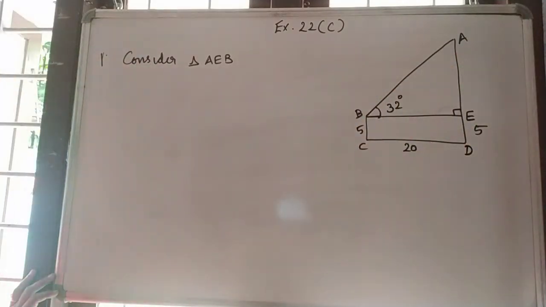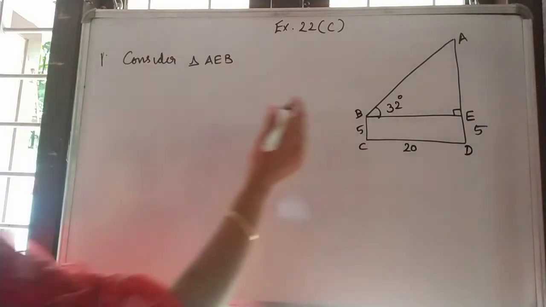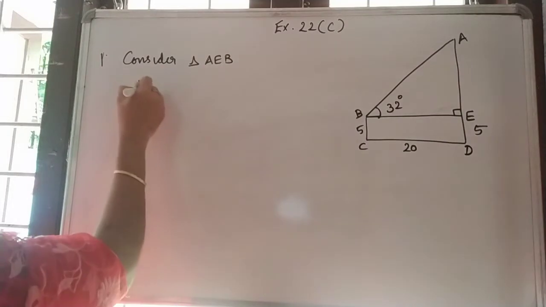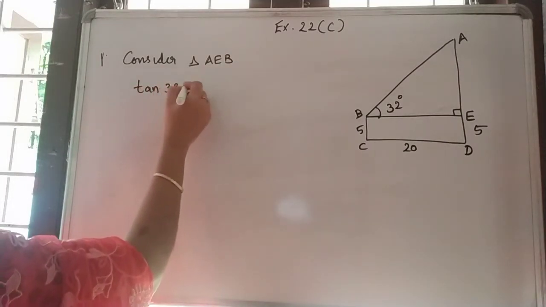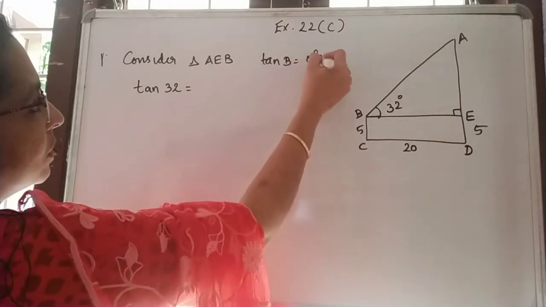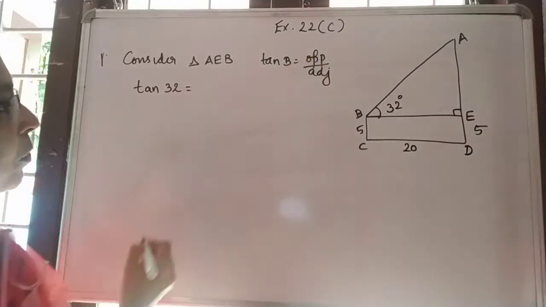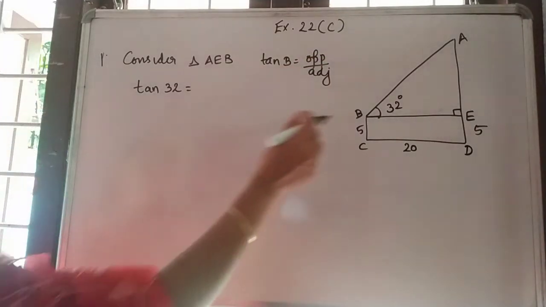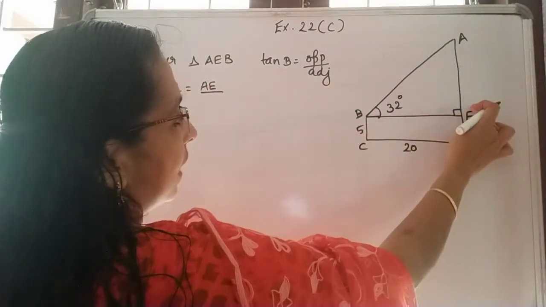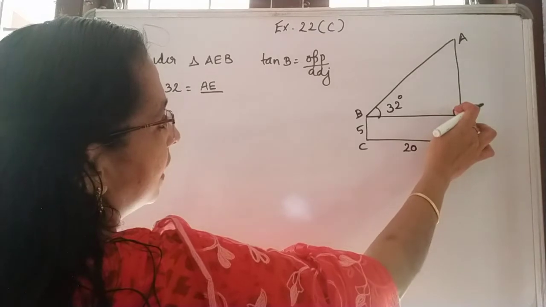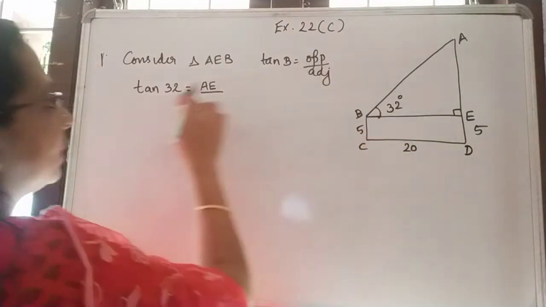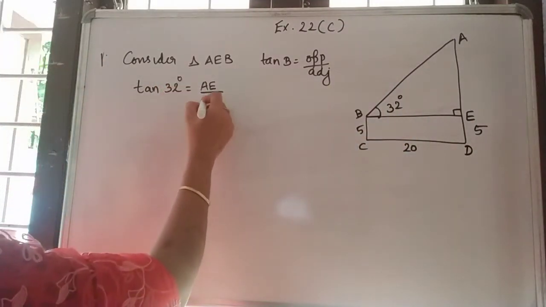AE is equal to, using tan 32, we will get AE. Tan B is equal to opposite divided by adjacent side. So tan 32 will be AE divided by BE. This is the opposite side AE, then this is 90 degree. So AB is the hypotenuse and BE is the adjacent side. So tan 32 degree we can write as AE divided by BE.